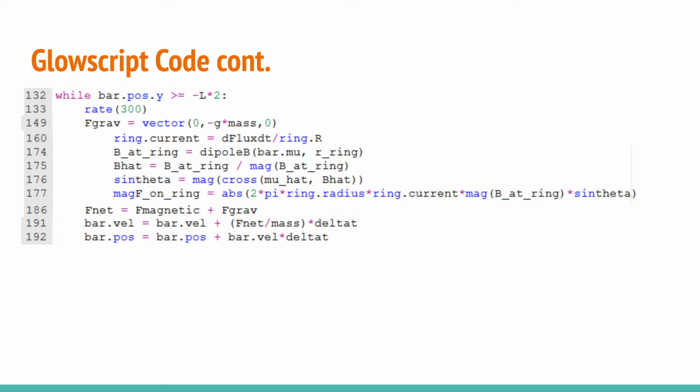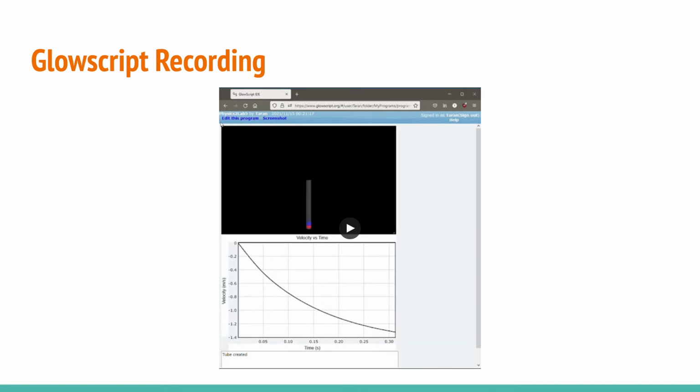I changed the update rate to 300 so that it would be slower, but still fast enough that it would work out. We have the F net as a combination of the magnetic force and the gravitational force, and we have the velocity and position update formulas to update those respectively. Here's a recording of the GlowScript.